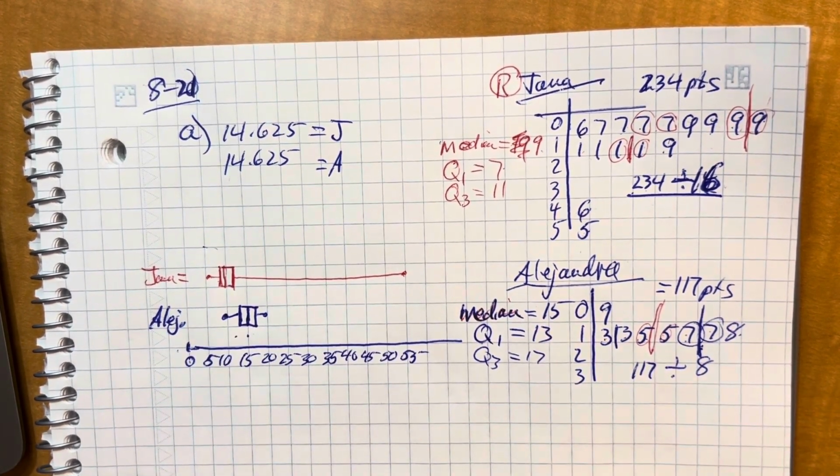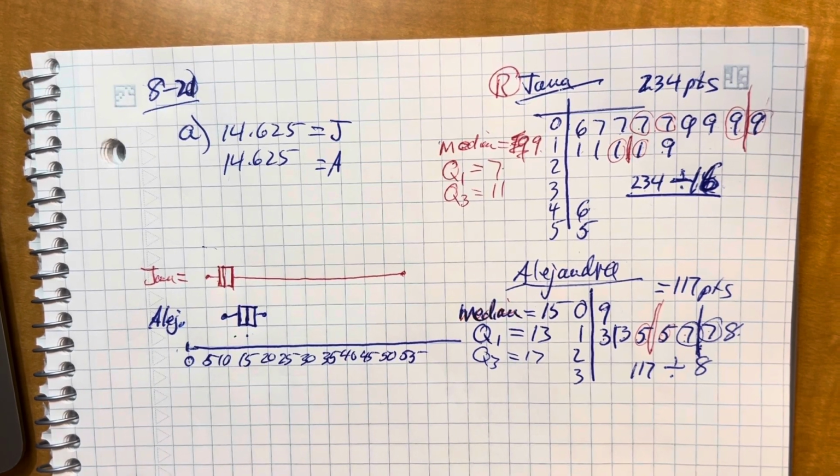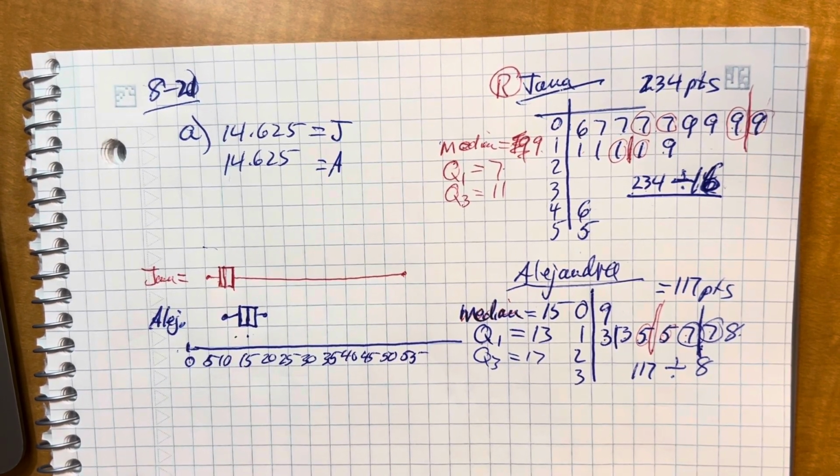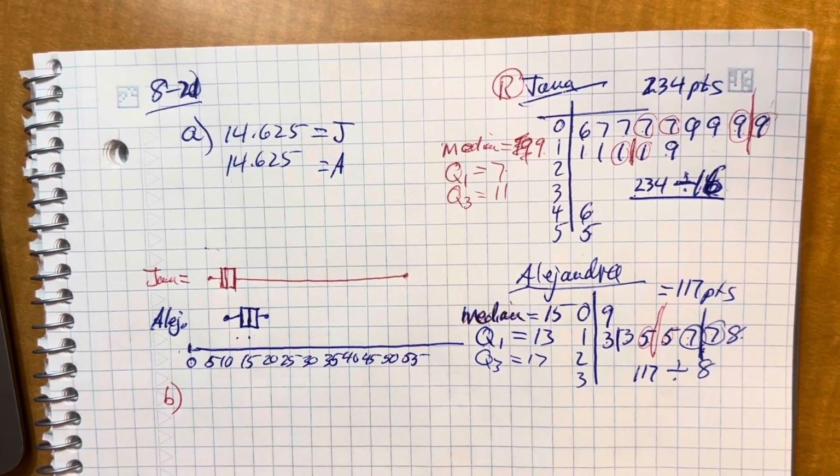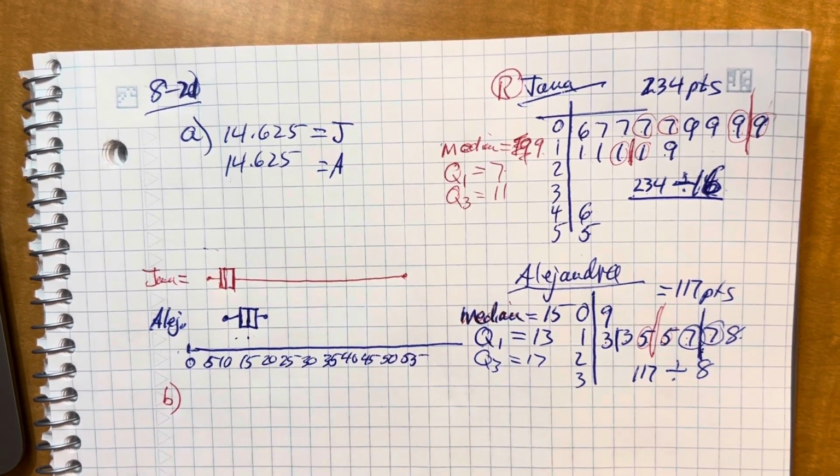All right, so now what? Which student do you think Mr. Webb should select and why for part B? Which student? Use the parallel box plots there you are to support your explanation.